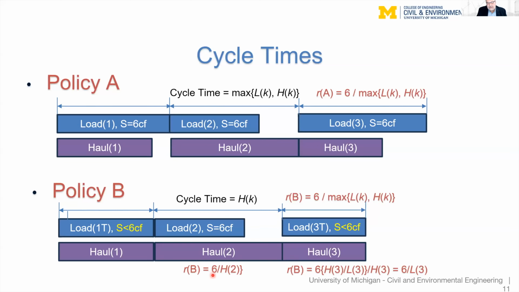So in both cases, we get 6 divided by what is longer, H or L. So the production with the second policy B is exactly the same as the production for the first policy A. But this is production in a single cycle. So if we had 1,000 cycles, each cycle would have exactly the same production per cycle. So it would seem as though these two policies are equivalent, but that is not so.